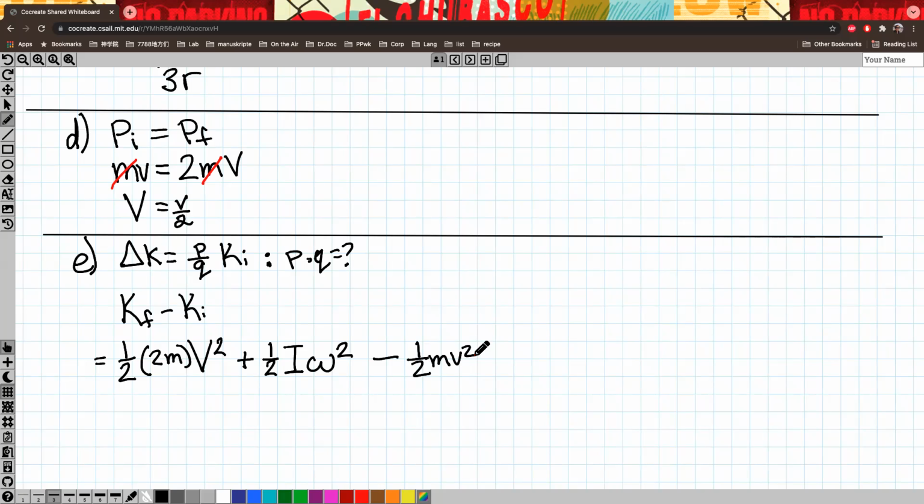Okay, so how are we going to do this now? We want to write delta K as a fraction of Ki. And what's Ki equal to? Wait, what exactly do you mean? Well, Ki is equal to half mv squared. So we want to write delta K as a fraction of that. How are we going to do that?